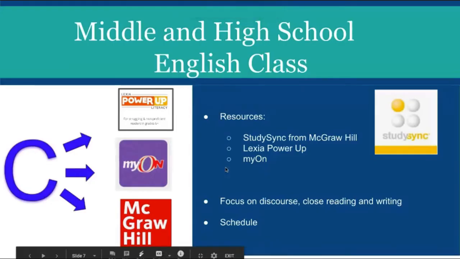So once again, in our 4 through 6, we were focusing on discourse, close reading, and writing. We have the same focus in our middle and high school. We're trying to keep consistent language going up so that as the students grow in their skills, our language stays the same. So close and critical reading is very important in our middle and high school as they're really encountering complex texts, and having those skills to discuss them, dig into them, and analyze them is extremely important. And writing.